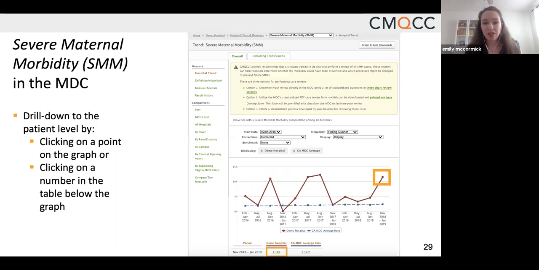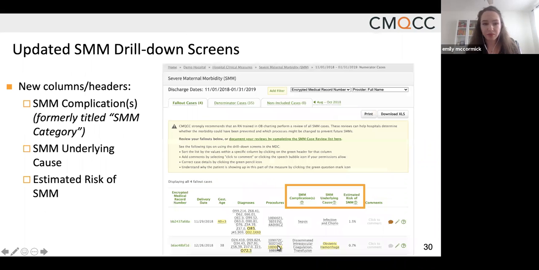So just as a reminder, this is what your severe maternal morbidity metric looks like in the Maternal Data Center. This in particular has not changed. You still have your overall metric and your SMM excluding transfusions. And then you can drill down to the patient level by either clicking on the table below the graph or on a point on the graph. So if I click in there, it's going to take us to these new updated SMM drill down screens.